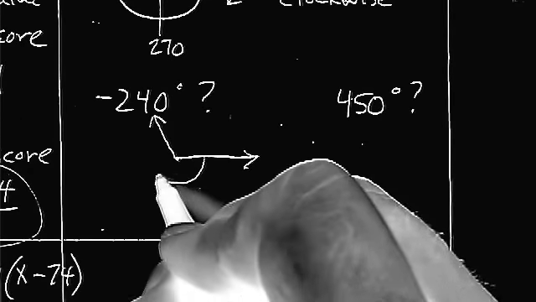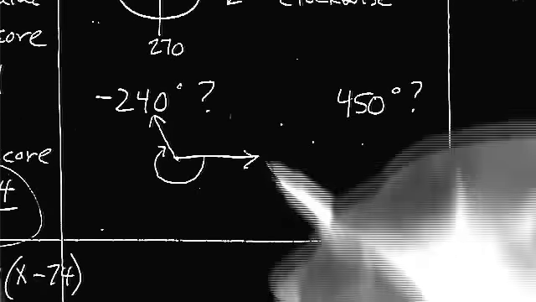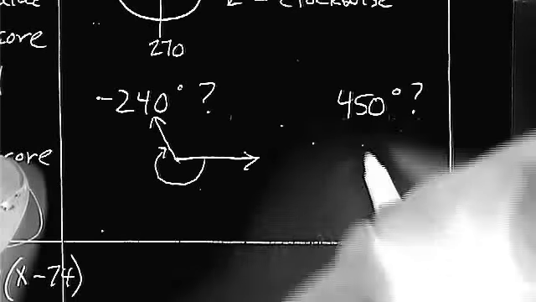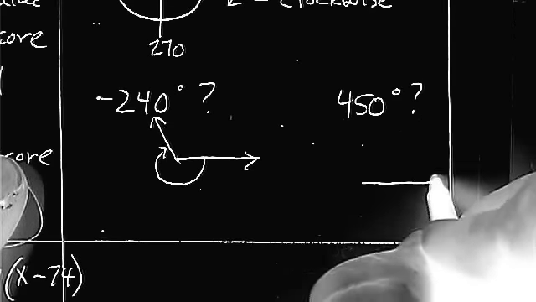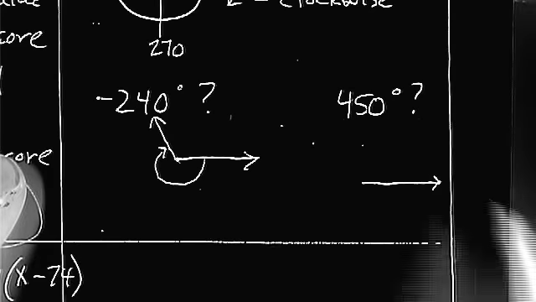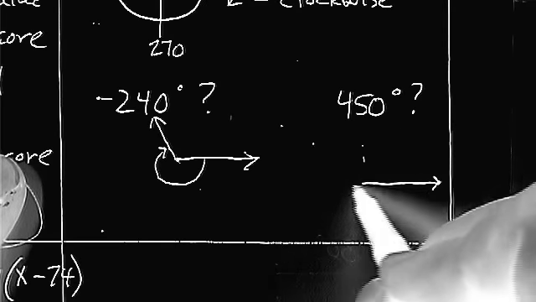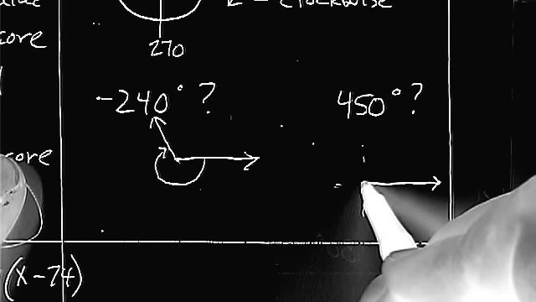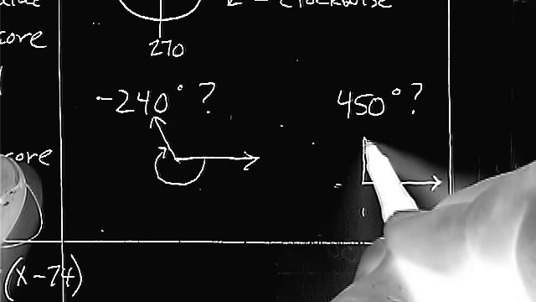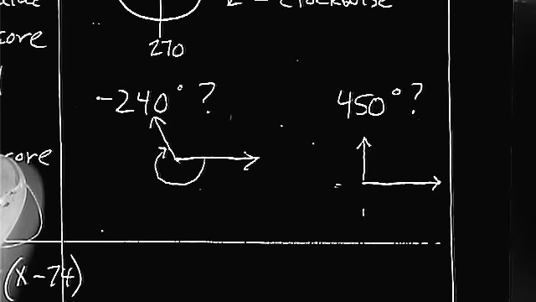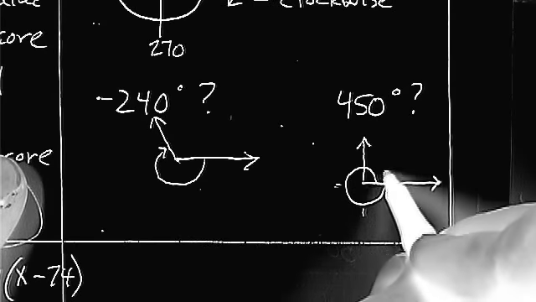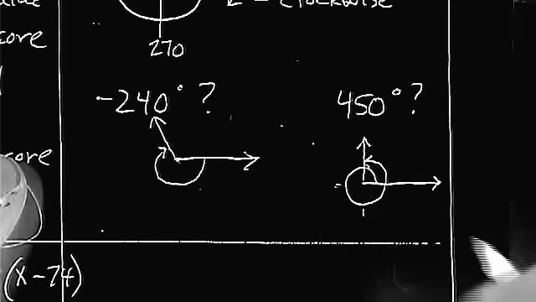But since it's in the negative rotation, you need to indicate on the graph that you're going in that direction. 450, well, we start here. Now that's 90, 180, 270, back to 360. Another 90 degrees added onto 360. So we went around the circle once and then stopped there.